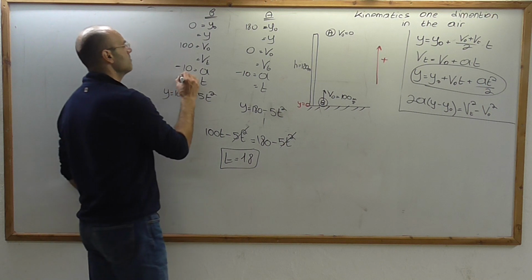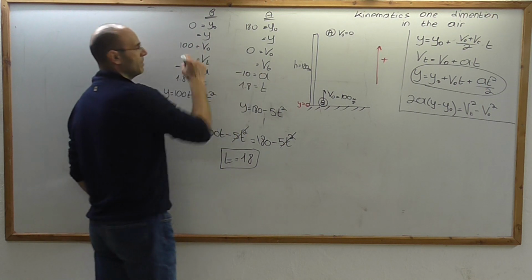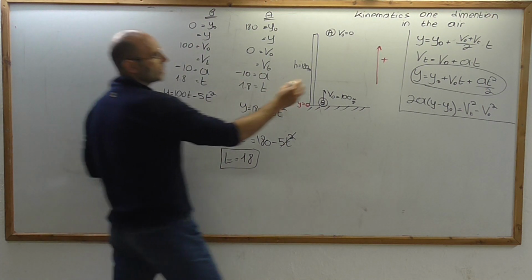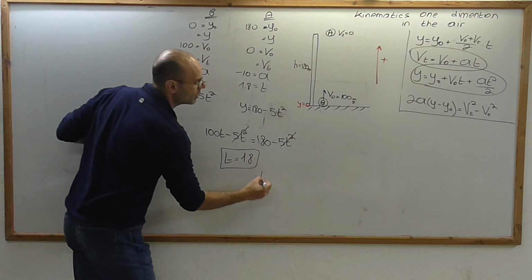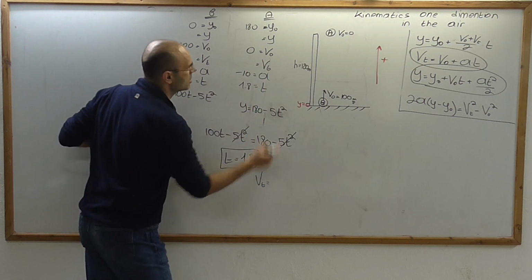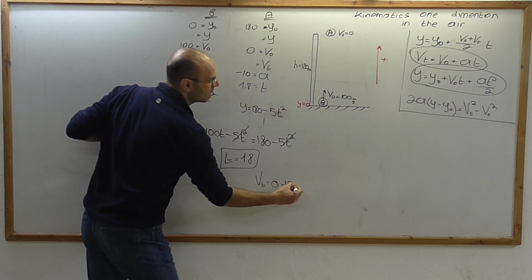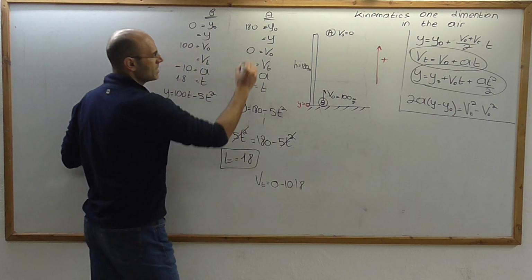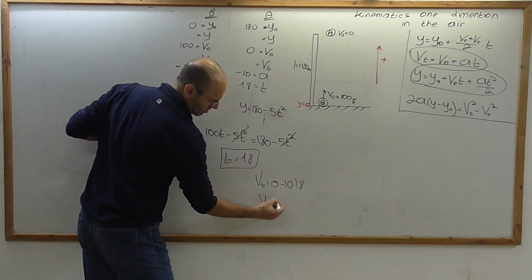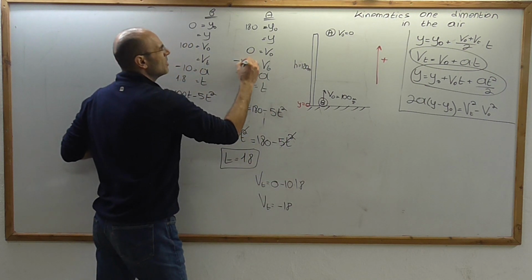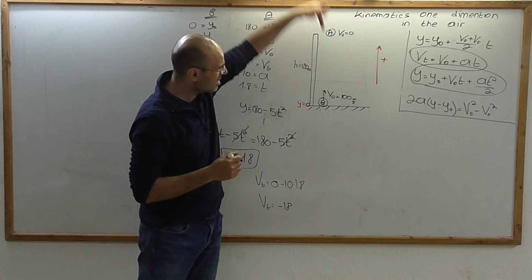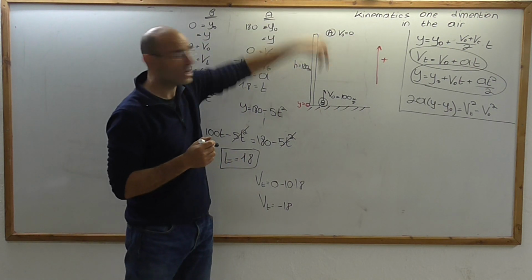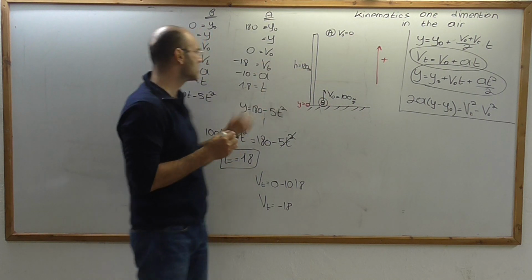So now we know the t. Let's find the v final. The v final we can use this equation. So v final for A will be v0, which is 0, minus 10 times 1.8, so it's minus 18. Why is minus 18 good? Because the direction is this way, so I expect it to be minus.